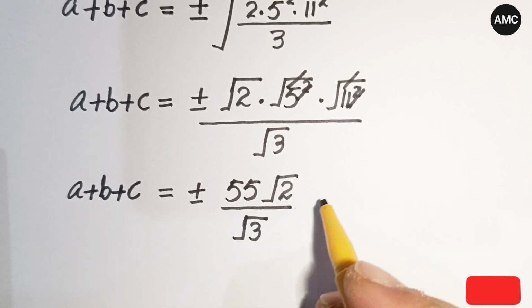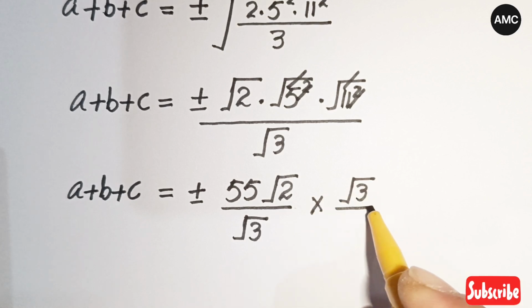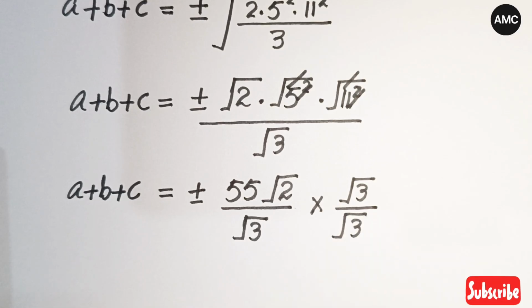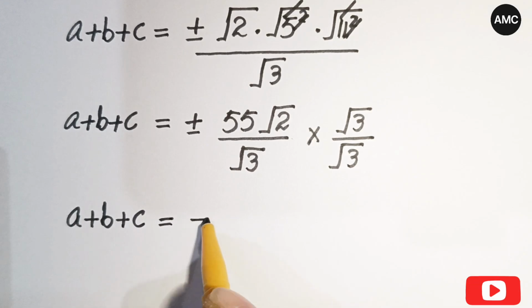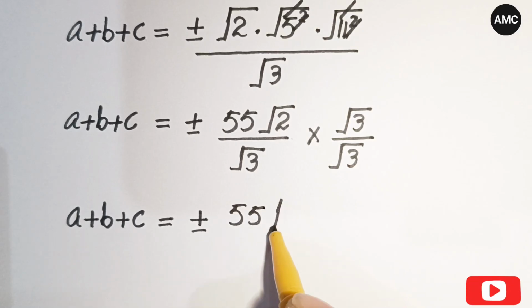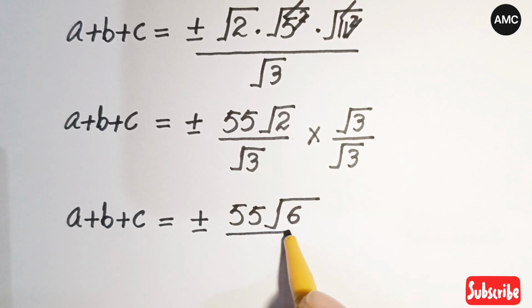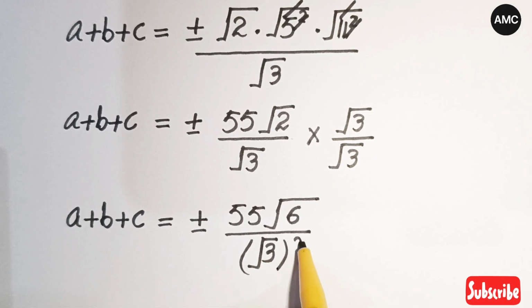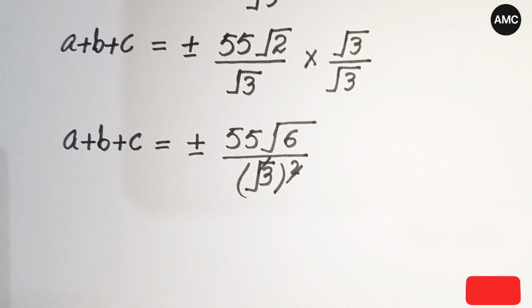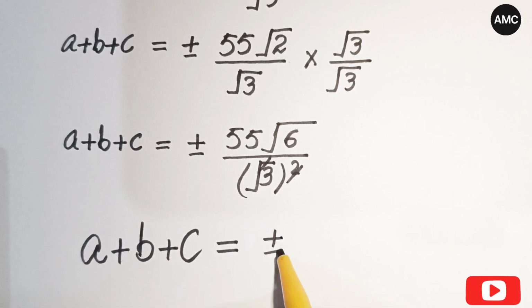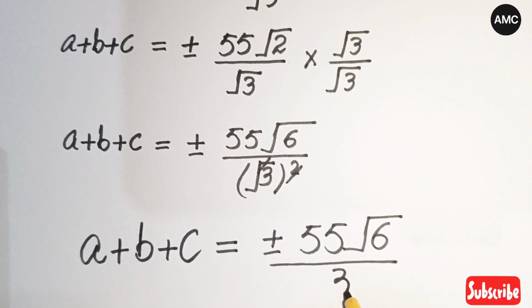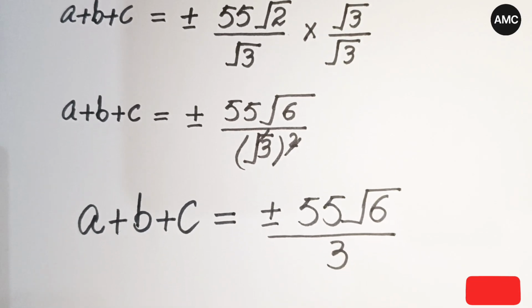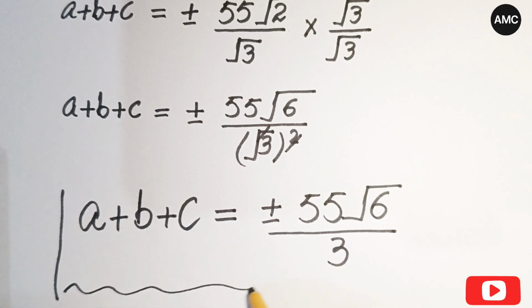Here if we multiply and divide by the square root of 3, so multiplying by the square root of 3 and dividing by the square root of 3, here we will get A + B + C is equal to plus or minus 55 times the square root of 2 times 3, which is the square root of 6, all over the square root of 3 whole squared, and this square is cancelled out with the square root. Our final value of A + B + C is equal to plus or minus 55 times the square root of 6 over 3. So it is our final value of A + B + C. Now it is our final answer.